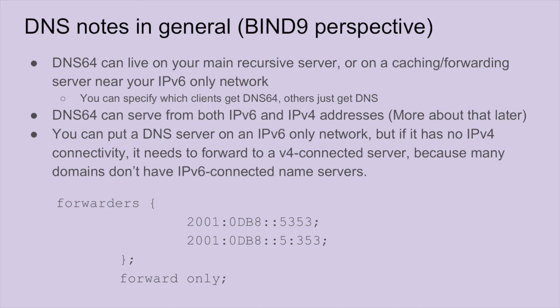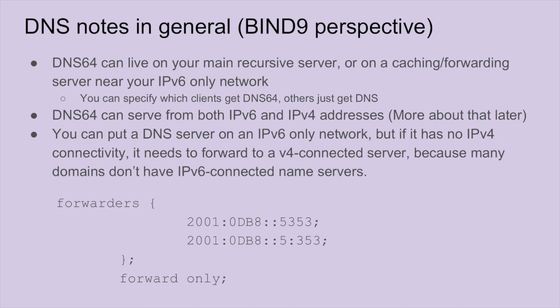Other notes: DNS64 can live on your main recursive server or on a caching forwarder server near your IPv6-only network. You can specify which clients get DNS64, others just get DNS. DNS64 can serve from both IPv6 and IPv4 addresses, which may sound strange, but there's a reason to do that. And you can put a DNS server on an IPv6-only network, but if it has no v4 connectivity, it needs to forward to a v4-connected server because many domains don't have v6-connected servers.